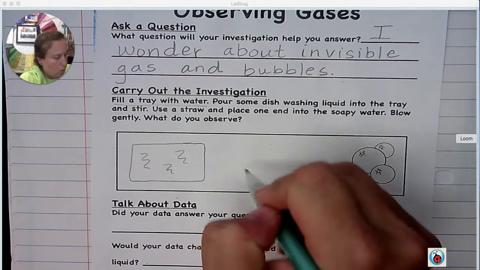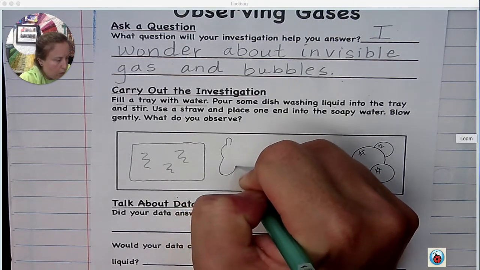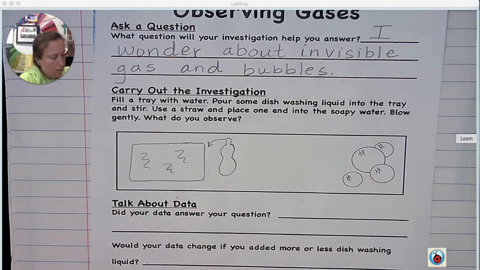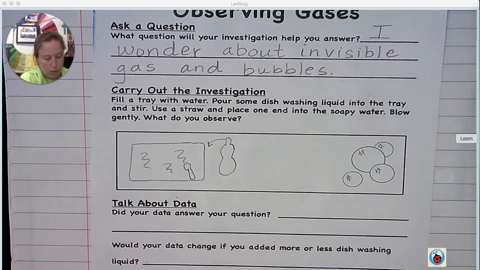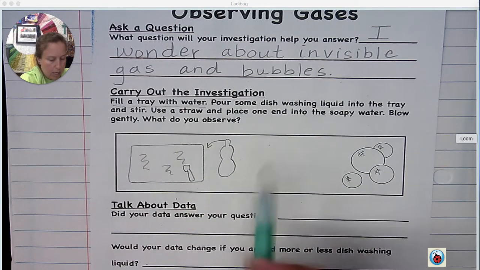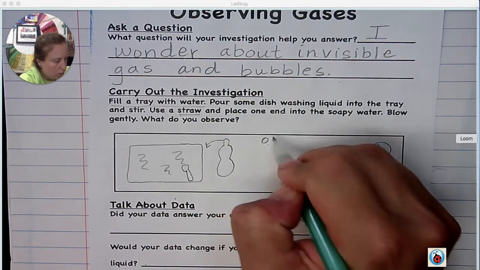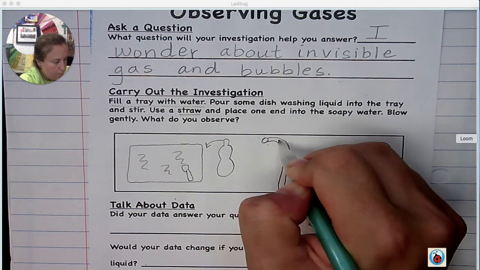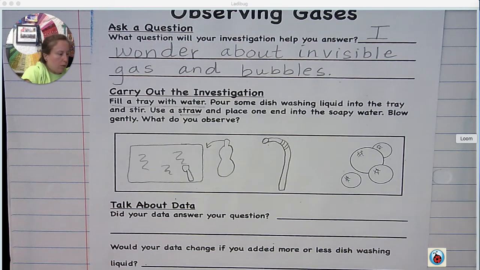Okay, so we need the bottle of dishwashing liquid. Okay, and we'll pour some in, and then we'll stir it up, maybe using a spoon. All right, so you need those things. And it says use a straw, so we also need a straw. Okay, so there's my little straw. Now I'm going to create that.